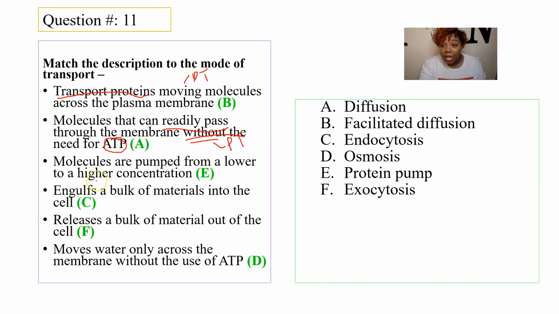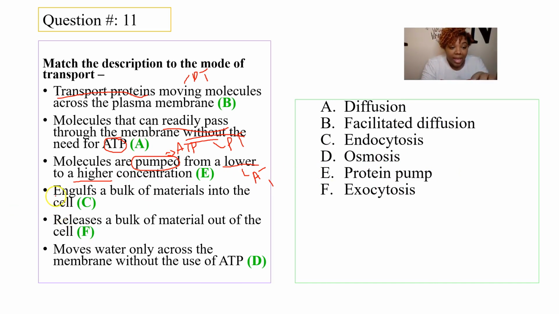All right, the third one. Molecules are pumped from a lower to a higher concentration. And the word pumped again. Whenever I see that word pumped, I automatically know that it is using ATP, which makes this definitely active transport. And I know that anyways because it says it's moving from low to high, or against the gradient, which is active. And if it's pumping it, it's protein pump, E.